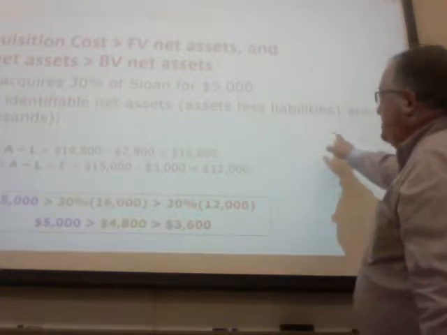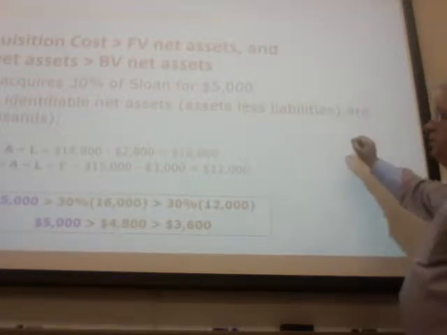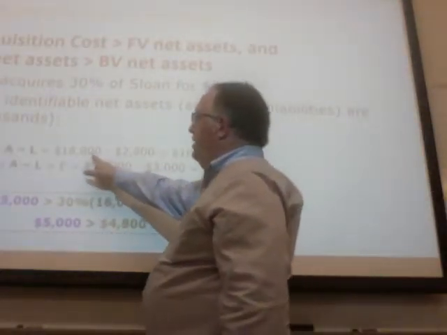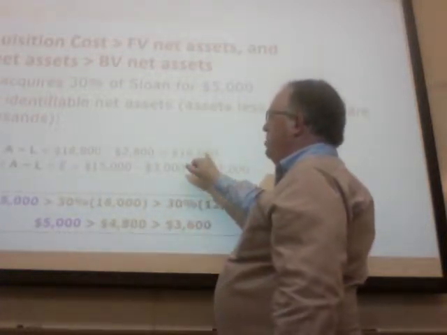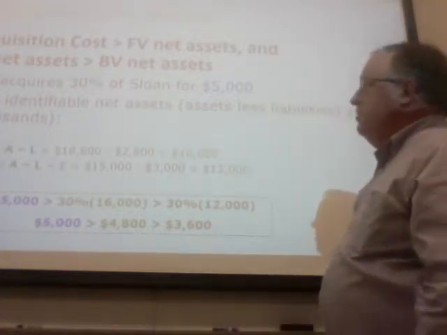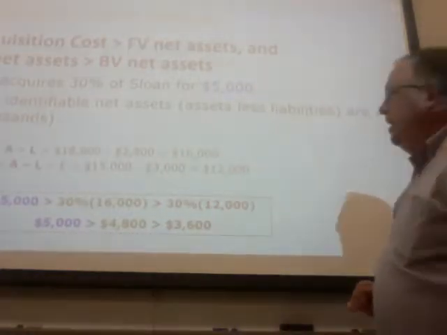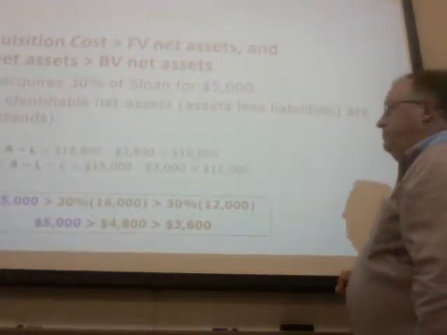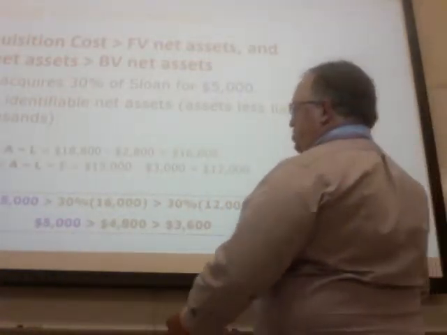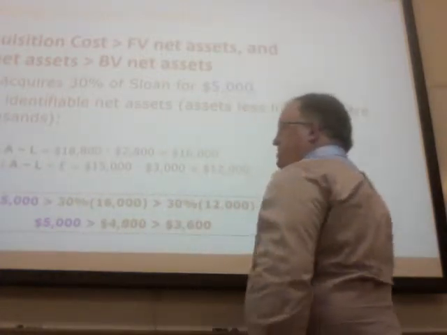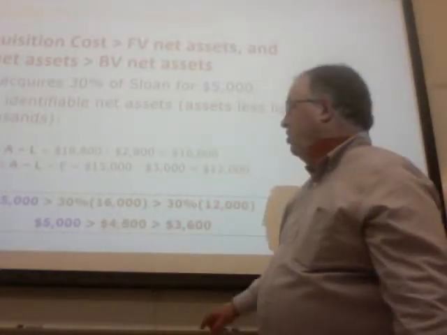Sloan's identifiable net assets, so these are going to be assets less liabilities. Net assets, remember, we're always meaning assets minus liabilities, in thousands. Fair value of our assets is $18,800. Our liabilities are $2,800. So the net assets are $16,000. Book value, $15,000 assets, $3,000 liabilities, net assets of $12,000. Obviously, our $5,000 acquisition price is greater than 30% of $16,000, which is greater than 30% of $12,000.